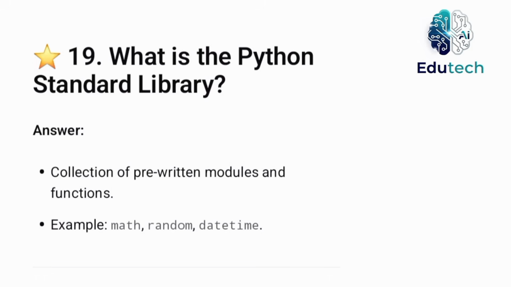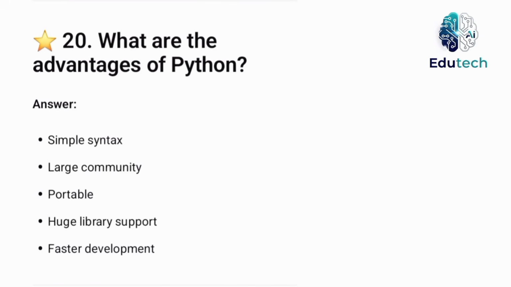What is the Python standard library? Collection of pre-written modules and functions. Example, math, random, date, time. What are the advantages of Python? Simple syntax, large community, portable, huge library support, faster development.